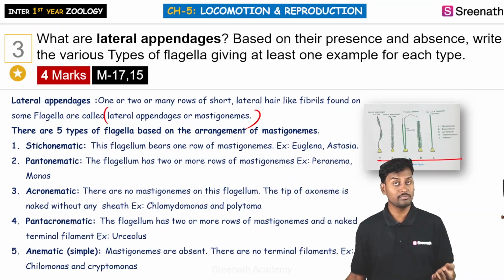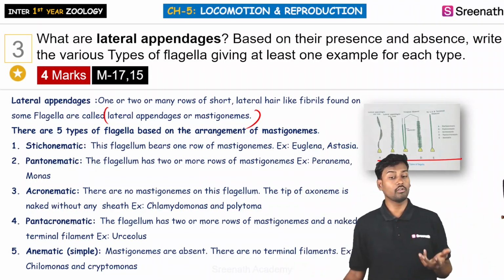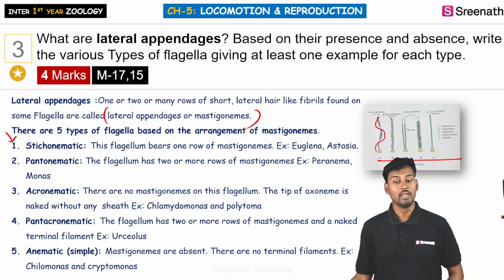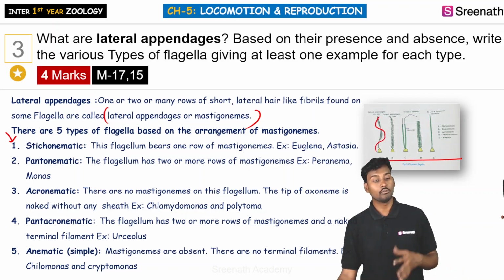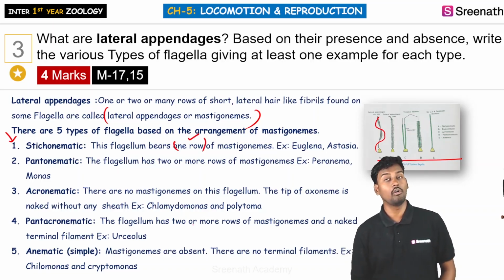So based on the arrangement, the attachment and how many rows are generally present, we can divide them into 5 different types. One is stichonematic. These are the flagella which generally bear one type of mastigoneme, that is, only one row of mastigonemes, the lateral appendages, as in Euglena and Astasia.